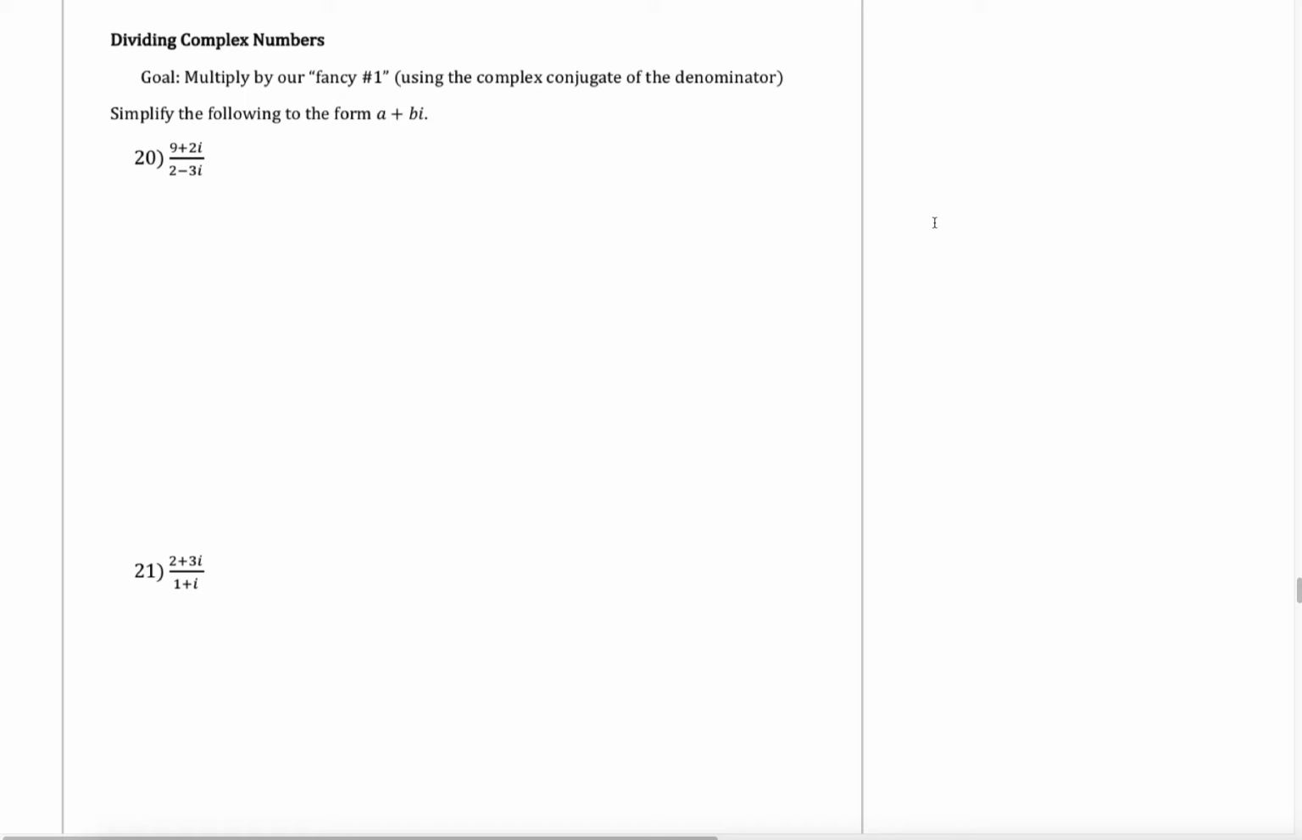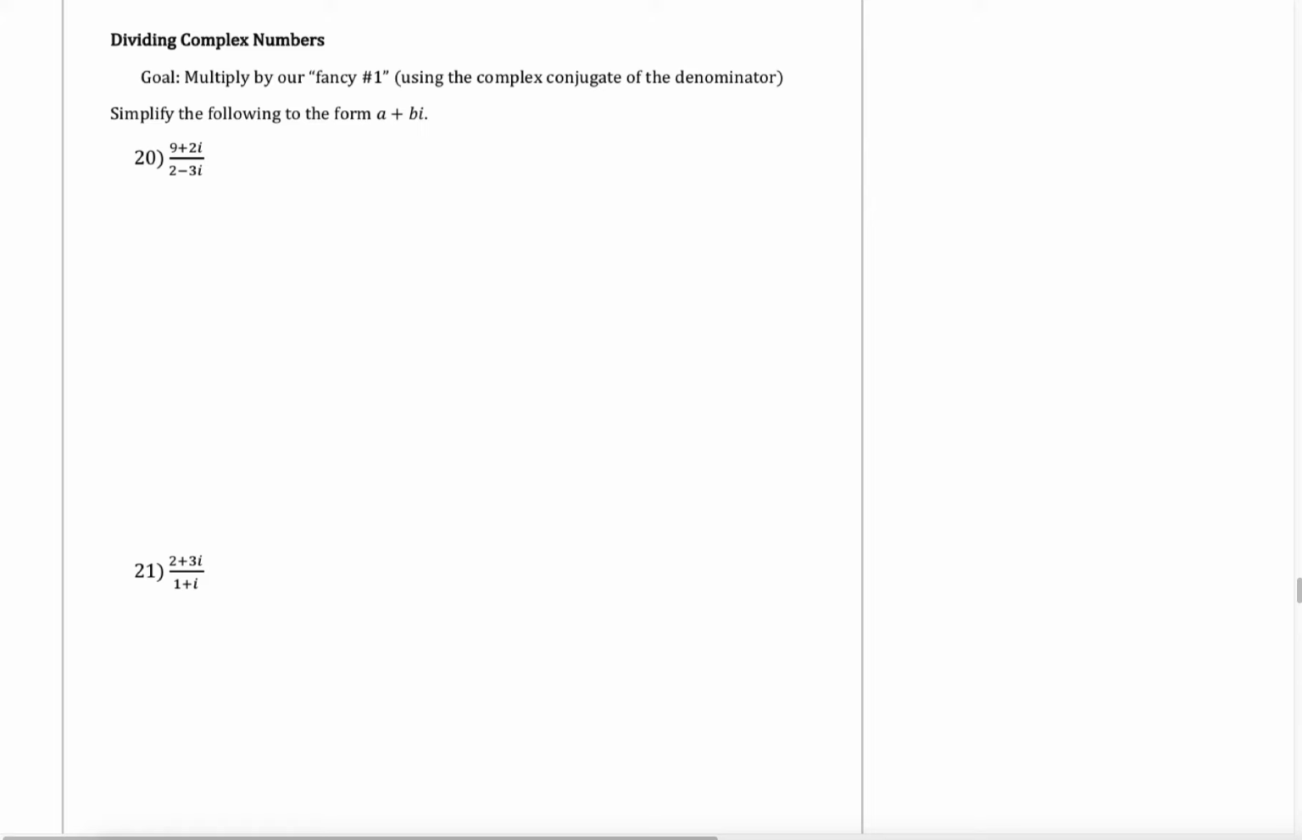On with learning target 4F. In this video, we're going to learn how to divide complex numbers as well as solve for all real and imaginary solutions from a quadratic equation using the quadratic formula. So starting off, let's look at dividing complex numbers.